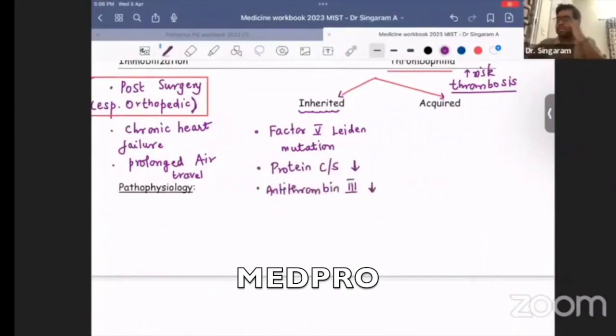Do all these things appear very new to you? Do you want me to explain this, factor V Leiden mutation and protein C, protein S deficiency and all? Or has it already been taken for you? Is it taken or not? All these conditions.